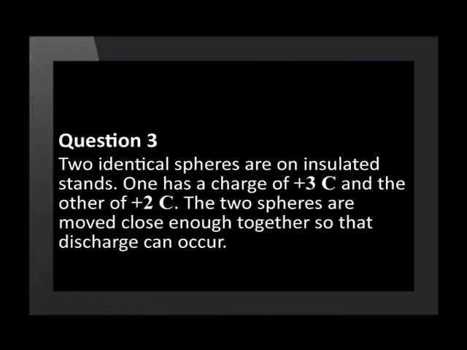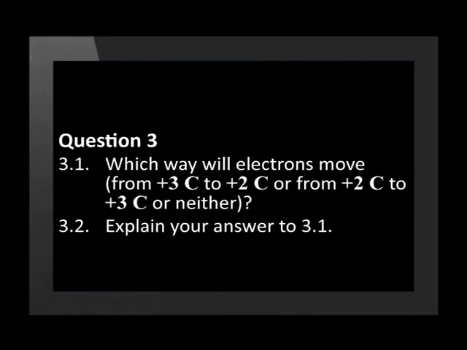Question 3 is about identical spheres on insulated stands. One has a charge of positive 3 coulombs and the other of positive 2 coulombs. Discharge occurs. Which way will electrons move between the two spheres, and why do you say this?